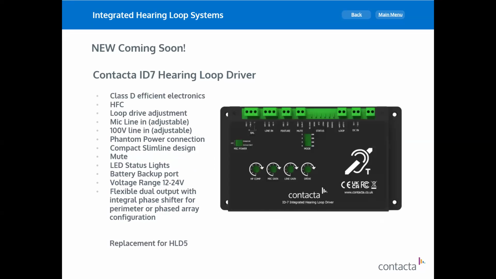The ID7 model is the more advanced machine, is going to replace the HLD5 that I showed you a couple of slides ago. So the HLD5 is an older product coming to the end of its life. It's going to be replaced with this. The ID7 brings on board additional features. So now you have mic line input and 100-volt line in. You have a phantom power connection, adjustable as well.